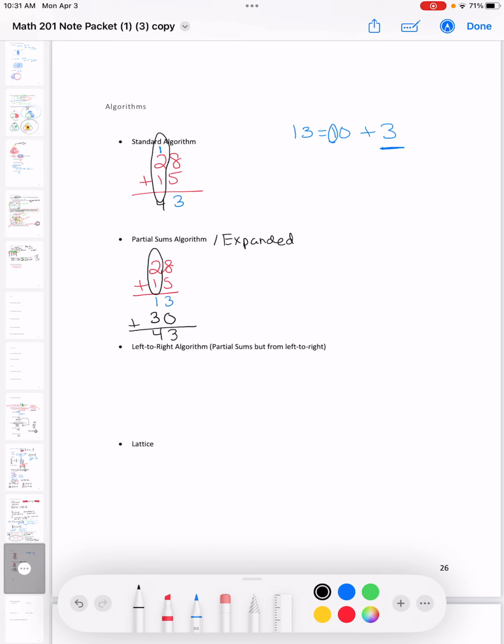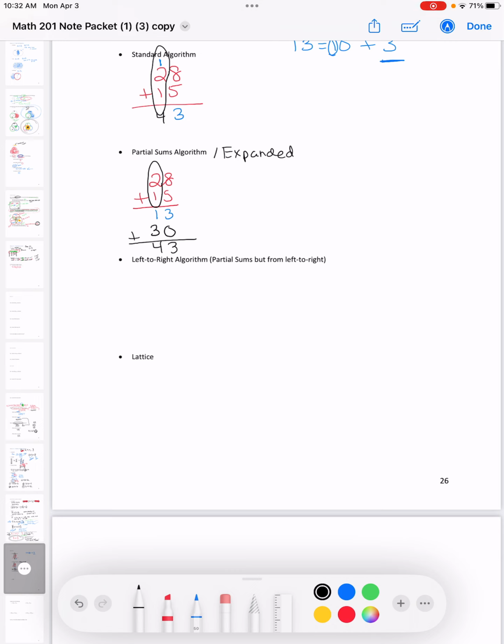Both of these, about the same amount of work. For the first one, the standard algorithm, we split that 13 up, which might be hard for some students to understand. And the second one, we do have to add twice there. So pros and cons both times.